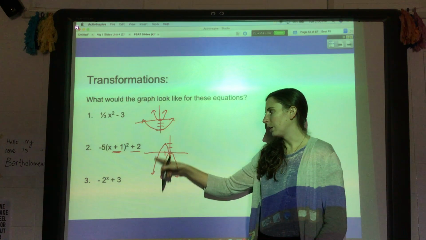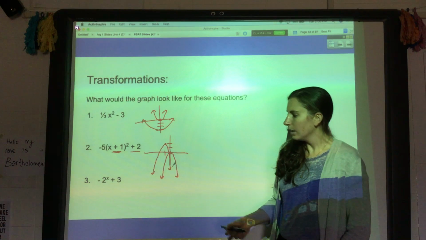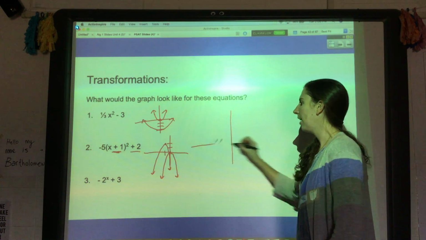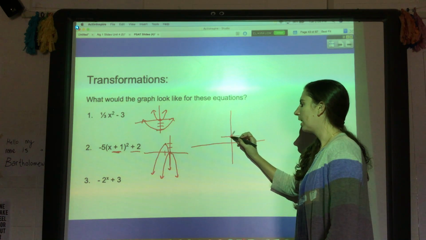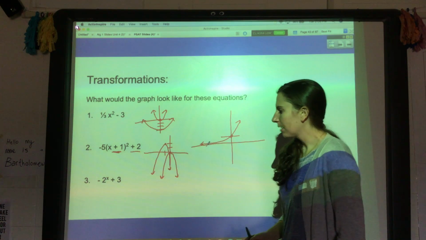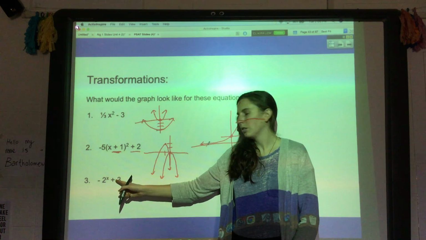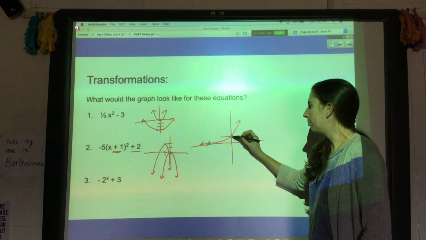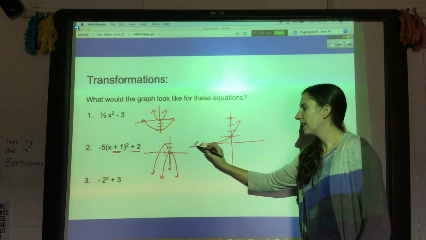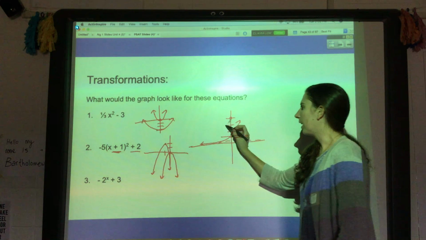And so that's generally what the graph would look like, is this right here. This one starts with the parent graph 2 to the x, which is the exponential graph that goes through 0, 1, and it has an asymptote at 0, and it looks like this. Except it got flipped upside down because of the negative and bumped up 3. So we'll bump it up 1, 2, 3. It now goes through this point. And instead of being at 0, the asymptote gets bumped up 1, 2, 3 as well.